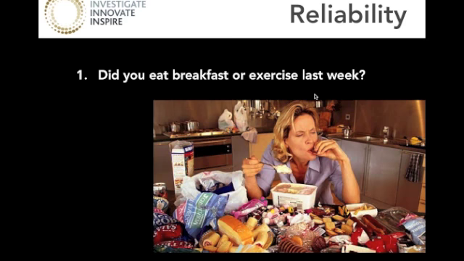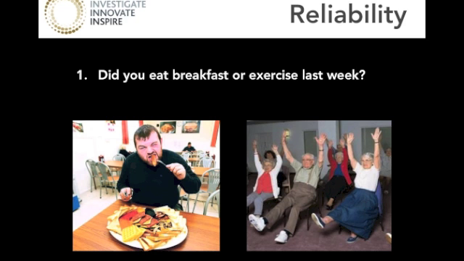And Barbara pointed out, if we go to the next slide, that one of the real problems with that question is that it's actually a double question. It's asking you, did you eat breakfast last week? And did you exercise last week? So the data that you collect from that question, if you get a yes response, it could mean 3 different things. It could mean that you ate breakfast last week. It could mean that you exercised last week, or it could mean that you ate breakfast and exercised last week.